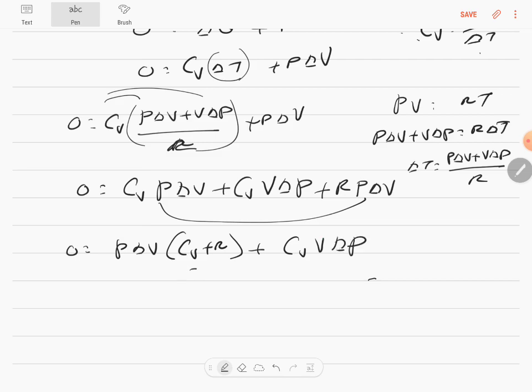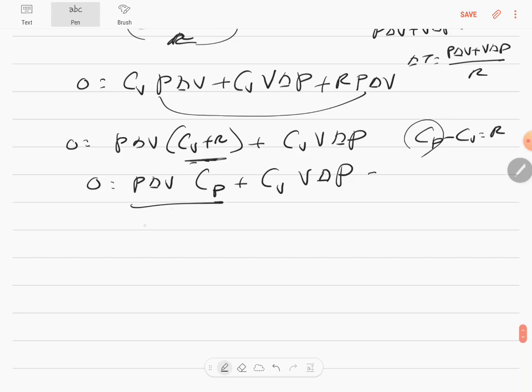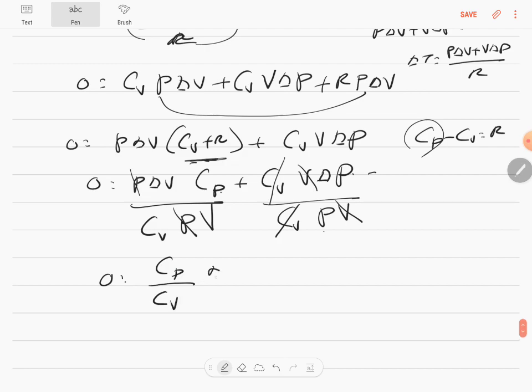But from Mayer's formula, you know Cp minus Cv is equal to R. So Cp is R plus Cv. This can be replaced as Cp. So you get 0 is equal to P into delta V into Cp plus Cv into V into delta P. Now you should divide this by Cv P V. So Cv and Cv get cancelled, V and V get cancelled, P and P get cancelled. You get 0 is equal to Cp by Cv into delta V by V plus delta P by P.